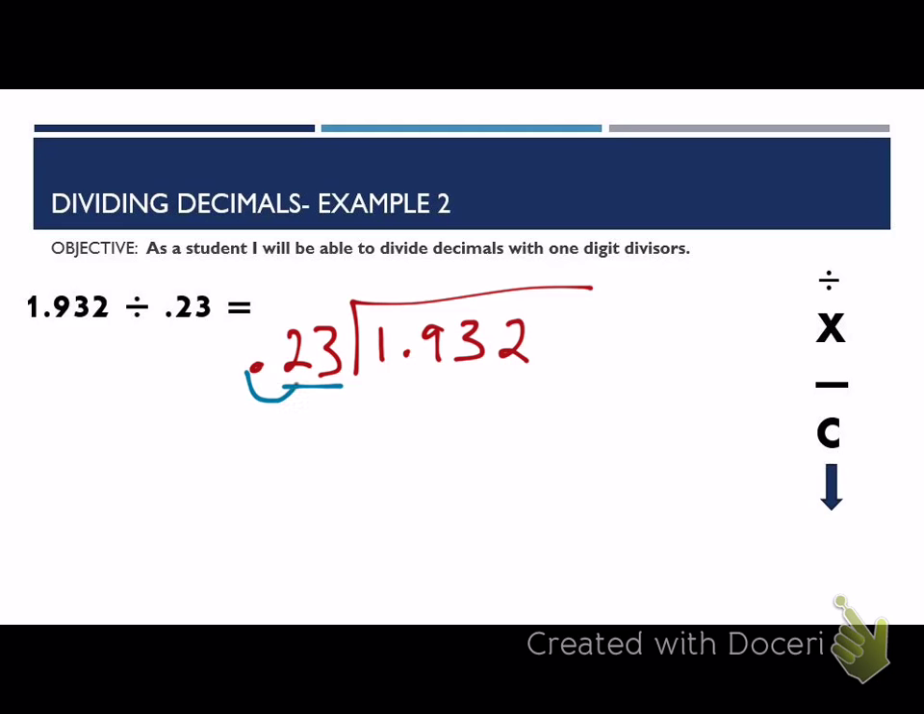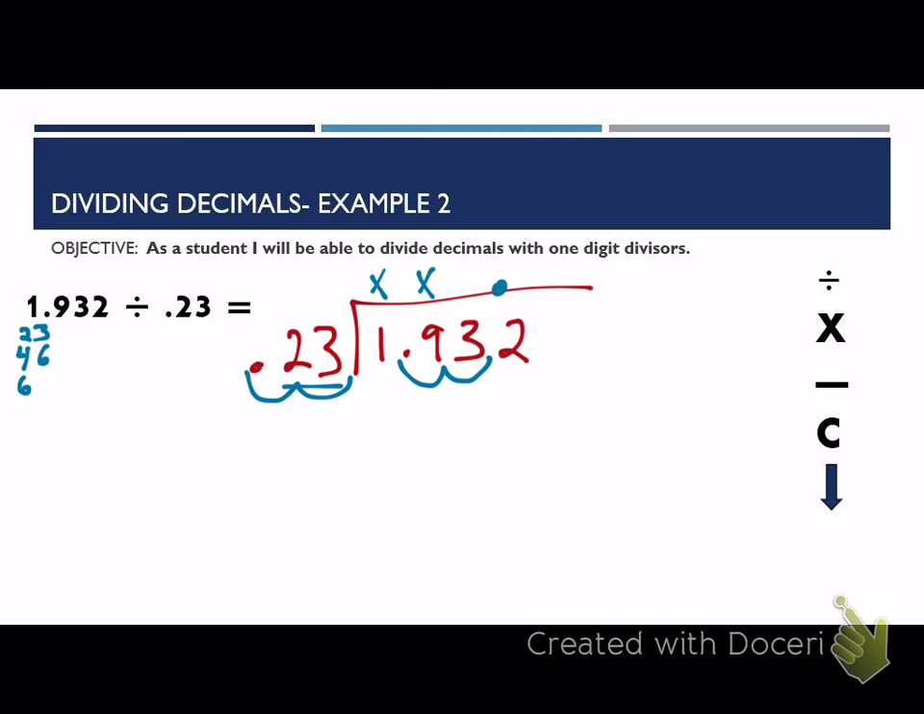So we're going to move it 2 places. Do it on the outside. You must also do the same thing on the inside. We'll go ahead and put it on the top. Now, once again, 23 does not go into 1. It does not go into 19. But it does go into 193. So once again, let's use our fast facts. Now, we'll go ahead and start with 23. The next one is going to be 46.